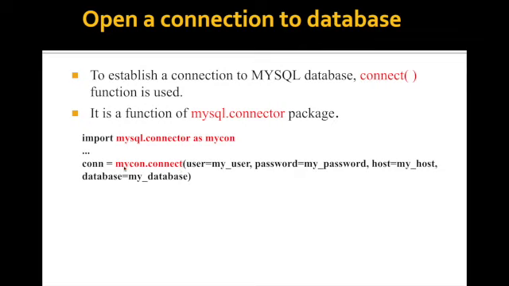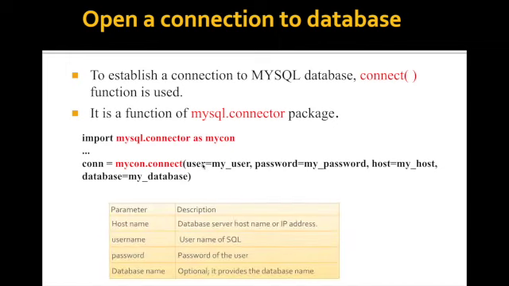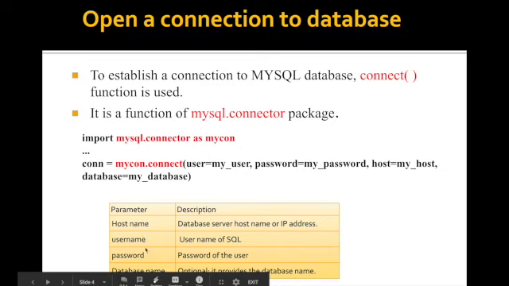Then here we are creating one connection object. The name of the connection object here is con, which may be any valid identifier. In this connect function, there are four parameters: host name, username, password and database name. Out of these, the first three are mandatory, and you have to provide values for them. The database name is optional.